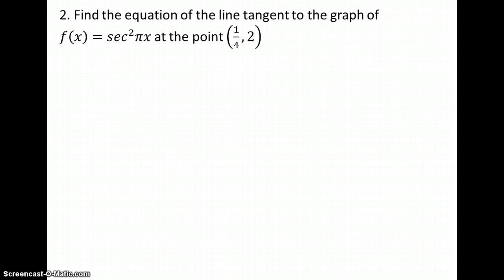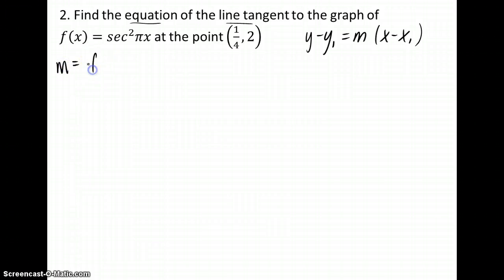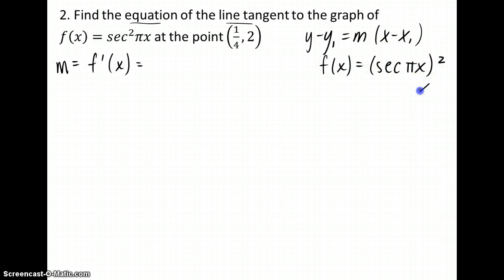Find the equation of the line tangent to the graph of this function. So equation of a line, we'll use our point slope form. The slope comes from the derivative of the function. So using the same technique as number 1, I'm going to rewrite the function as secant of pi x, all squared. So looking at x, it is being multiplied by pi. We're taking the secant of that, and then we're squaring the function.